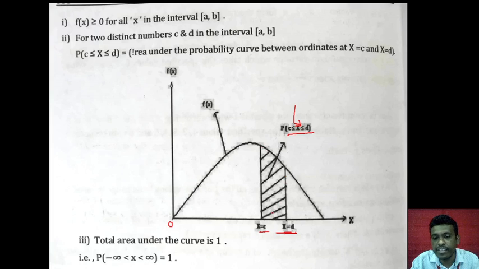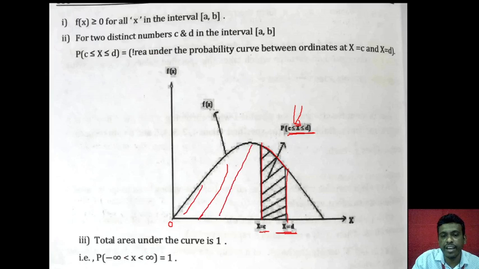So if you find the area, just draw perpendiculars from these points and find the area between them. That shaded region gives you the probability that this random variable x lies between c and d. This is the second condition, and the third condition says that the entire area under the curve is equal to 1, that is 100%.